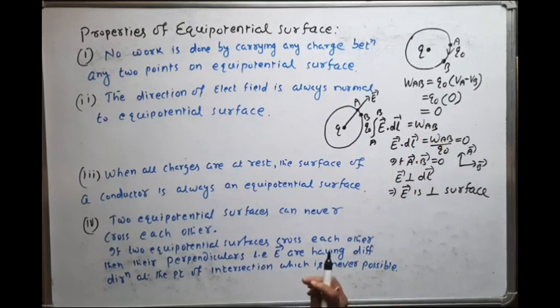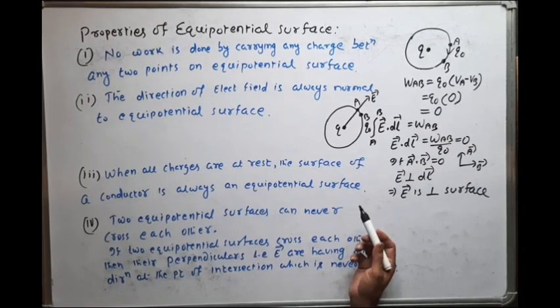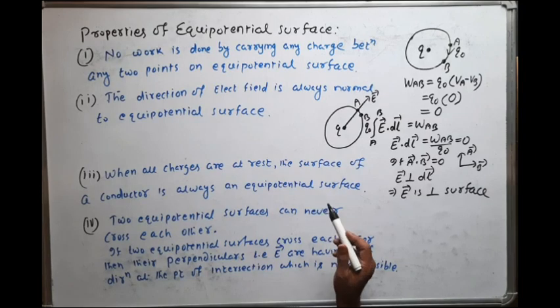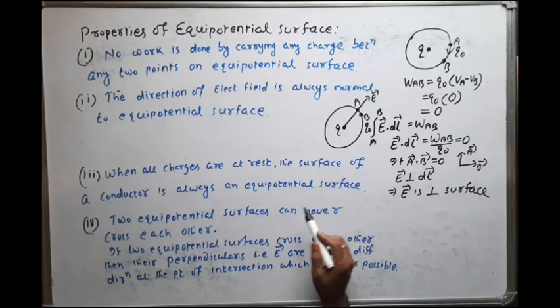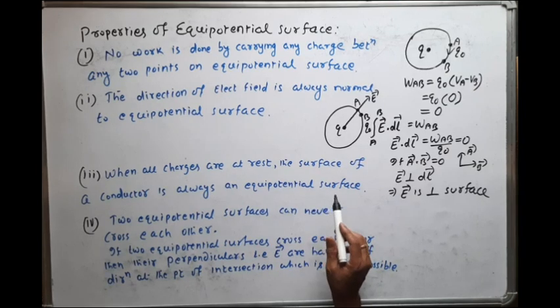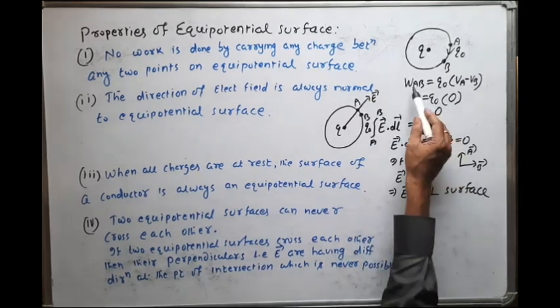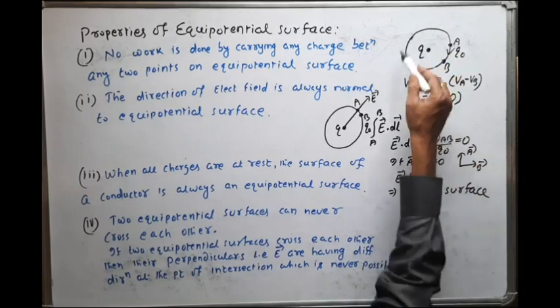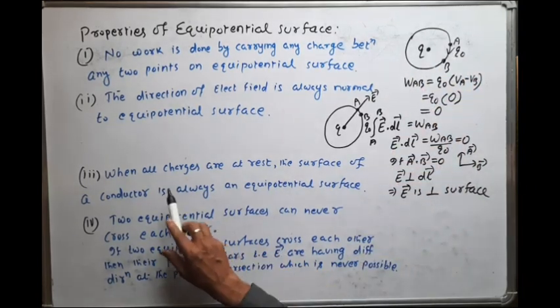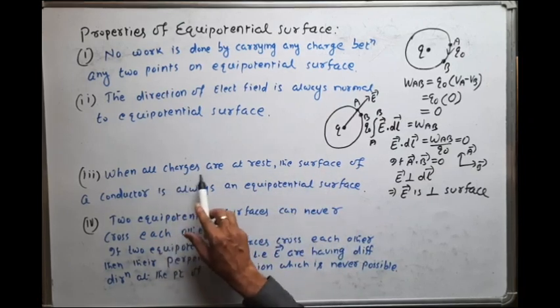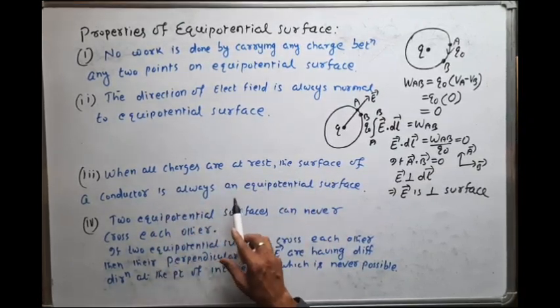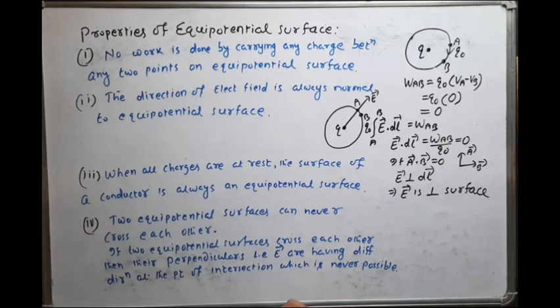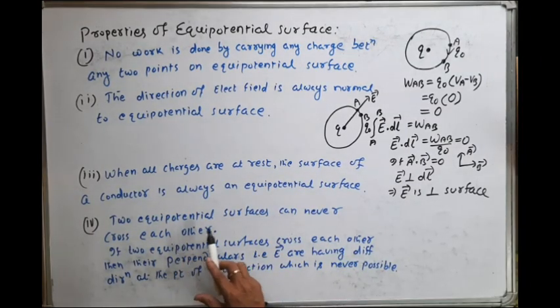You know, what is the definition of work done? Work done is equal to F dot S, that is Fs cos theta. So if displacement is 0, work done is 0. That means in an electric conductor, when charges are at rest, when charges are not moving, at that time work done will be 0. And we know if the work done is equal to 0, then the surface is an equipotential surface. So for all conductors, when all the charges are at rest, the surface of a conductor is always an equipotential surface. So next property, two equipotential surfaces can never cross each other.